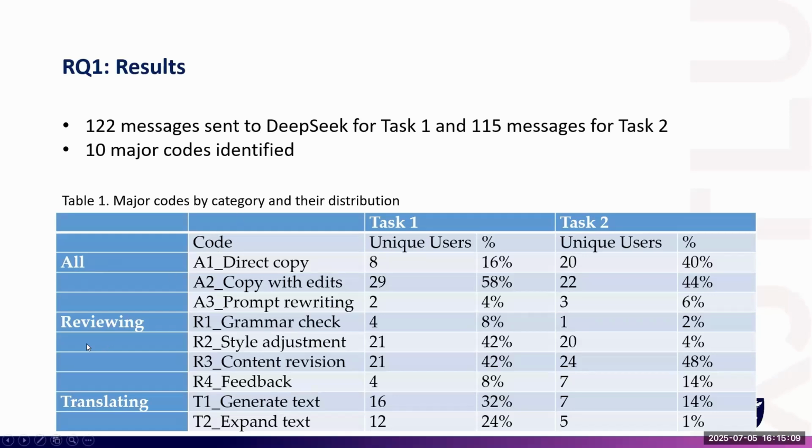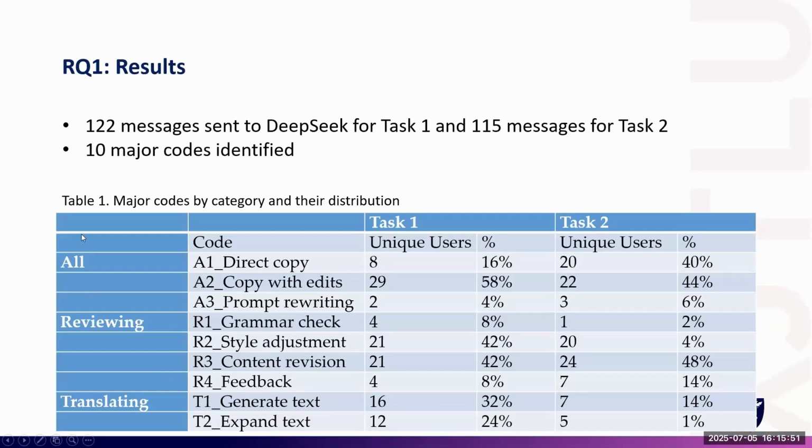For the reviewing part, we have 4 categories. We have grammar check, where students use the AI to check grammar. We also have style adjustment, content revision, and also feedback. For the translating, we identified 2 codes. One is generate text. The second is expand text. And we calculated the percentage of the unique users who are involved in this kind of writing process in their queries, and give the percentage here. Now I'm going to explain one by one.